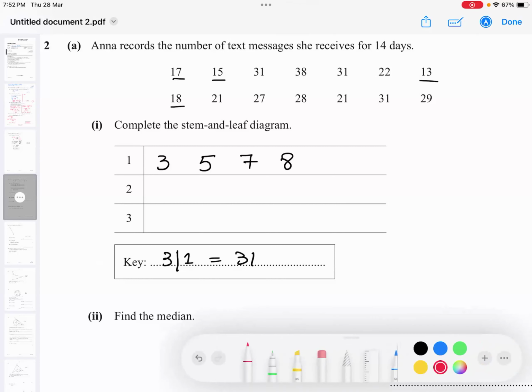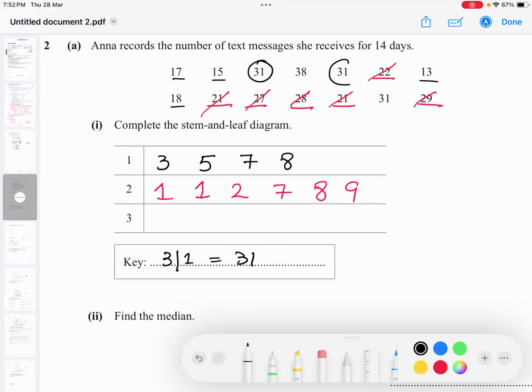Now let me change the color for the twenties. 22, 21, 29, 27, 21, 28. The smallest I can see is 21 and there are two 21s. Then we have 22, then 27, then 28, then 29. Why am I leaving some space between them? Because there is a chance something is left out, and we can write it in between, okay?